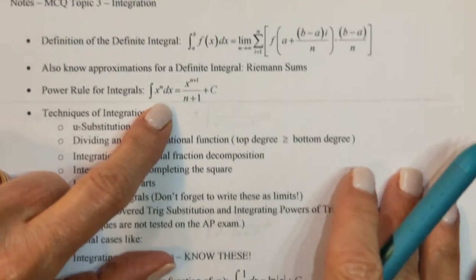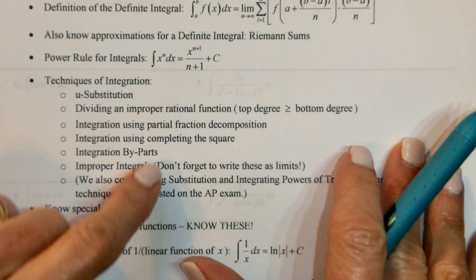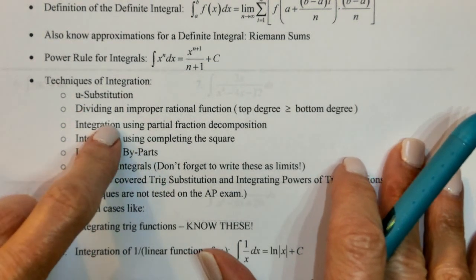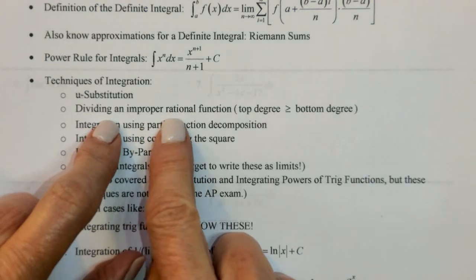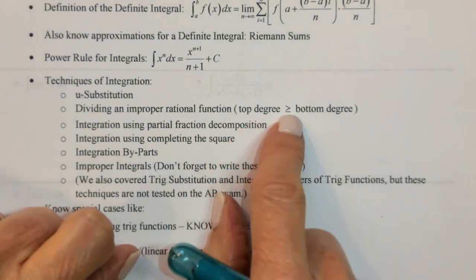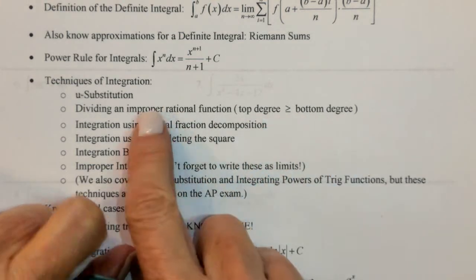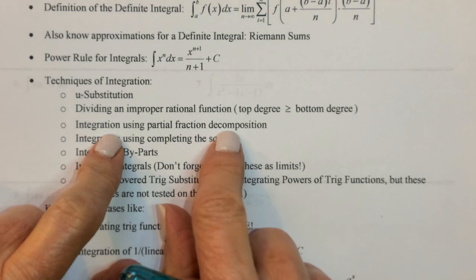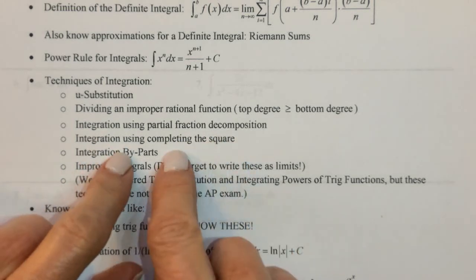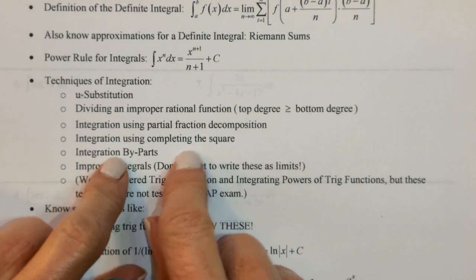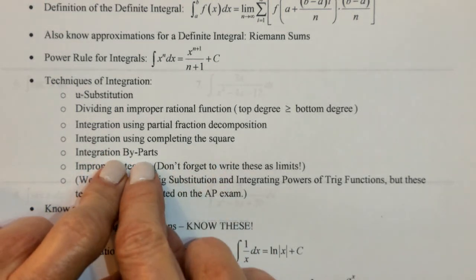And then we had a lot of different techniques for integrals. We could apply u substitution. We did that a lot. Dividing an improper rational function that's in the integrand. Remember, if the degree of the top is greater than or equal to the degree of the bottom, you go off to the side and divide. Partial fraction decomposition to integrate. Completing the square in the denominator to integrate. Integration by parts.